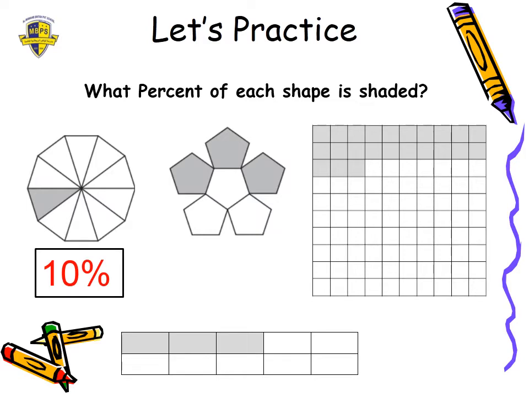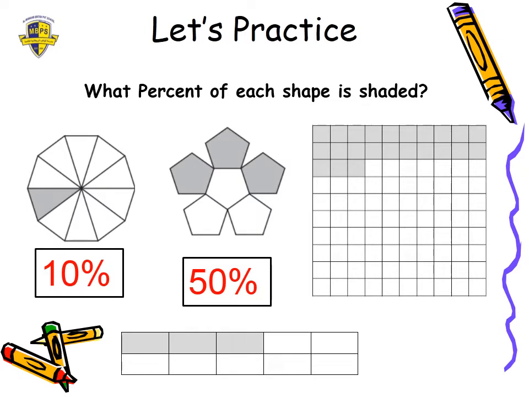Now the second shape, count how many equal parts we have. Good, 6. And how many are shaded? Good, we have 3. So 3 out of 6. How can we write it as percent? 3 out of 6. Is it half? Yes, because 3 is half of 6. So here we shade the half of this shape. And half in percent, it's what? 50%. Excellent.